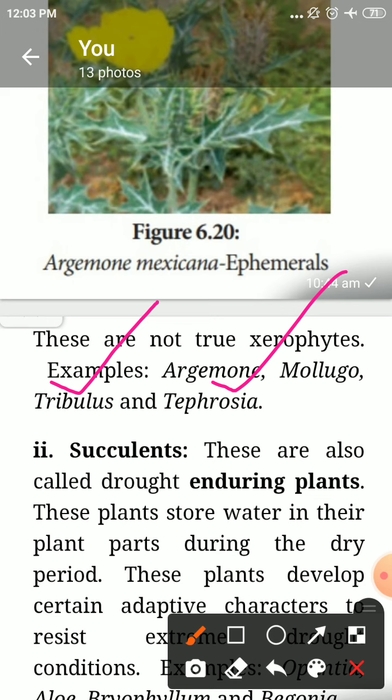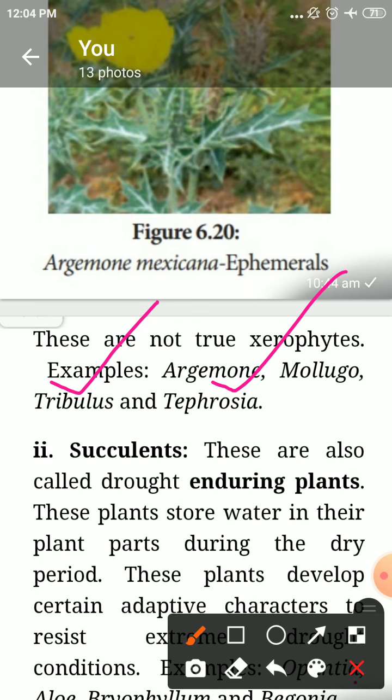For example, Tribulus means our sarata plant. In Marathi we call Tephrosia the unali plant. These plants grow briefly in the season and complete the life cycle in the same season. So such plants are called ephemeral plants.